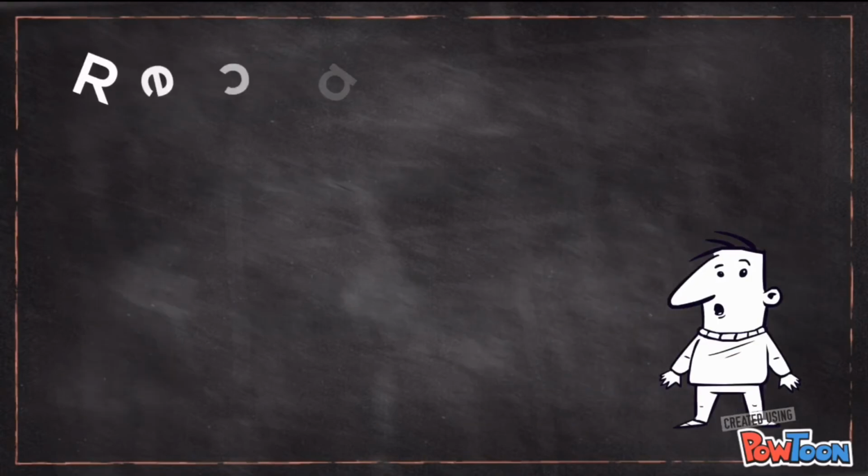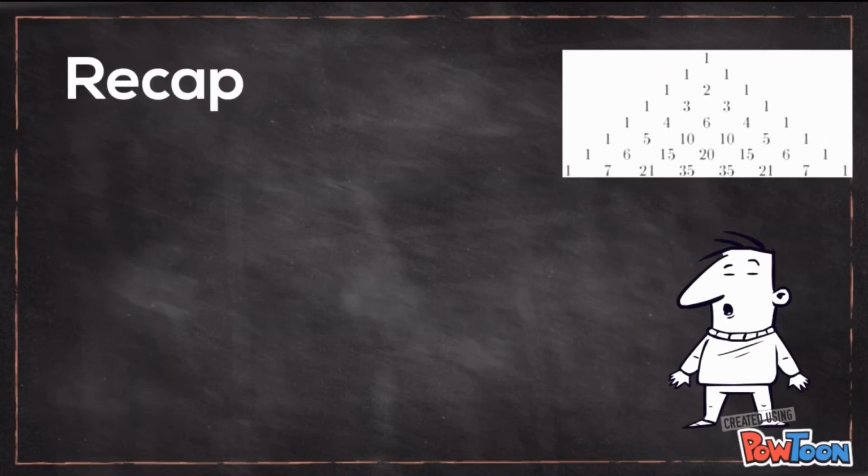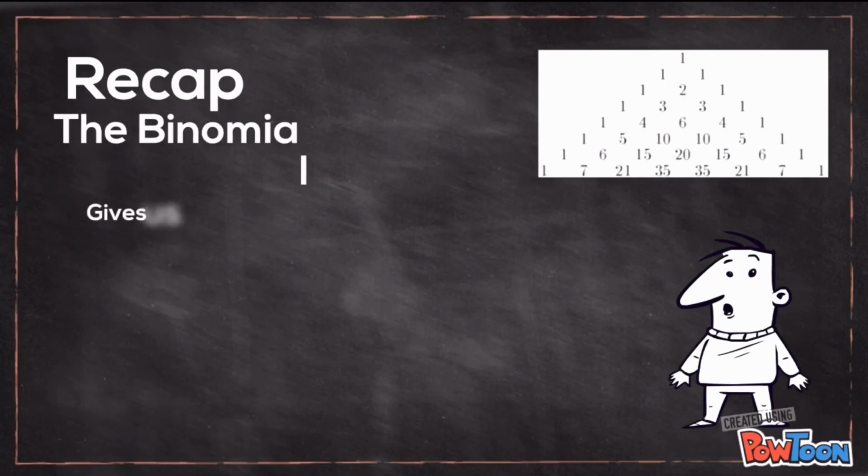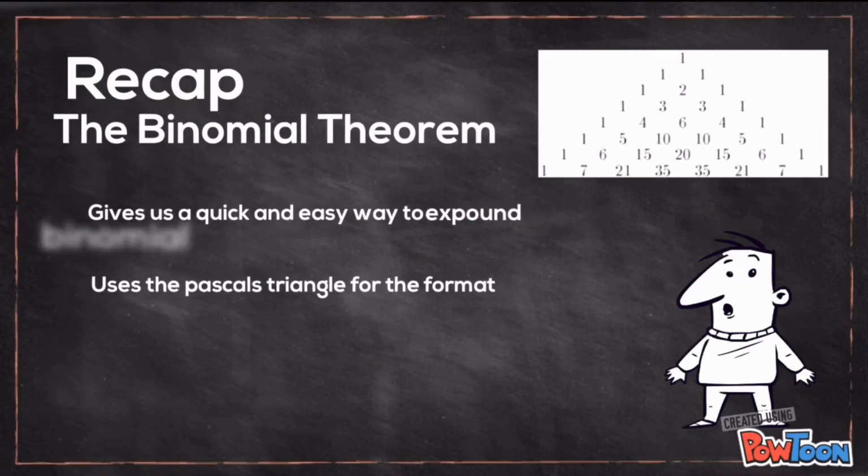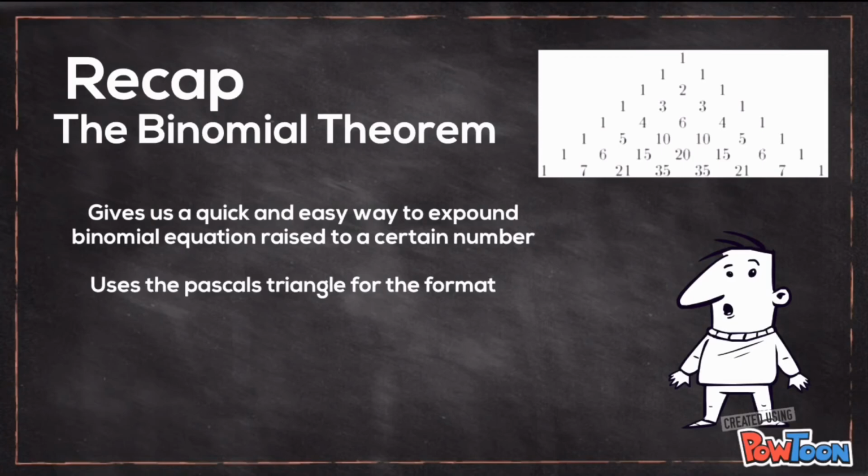Now, here's a recap. The binomial theorem gives us a quick and easy way to expand a binomial expression raised to a certain number. This uses the Pascal's triangle for the format, and it is a plug-and-chug system.